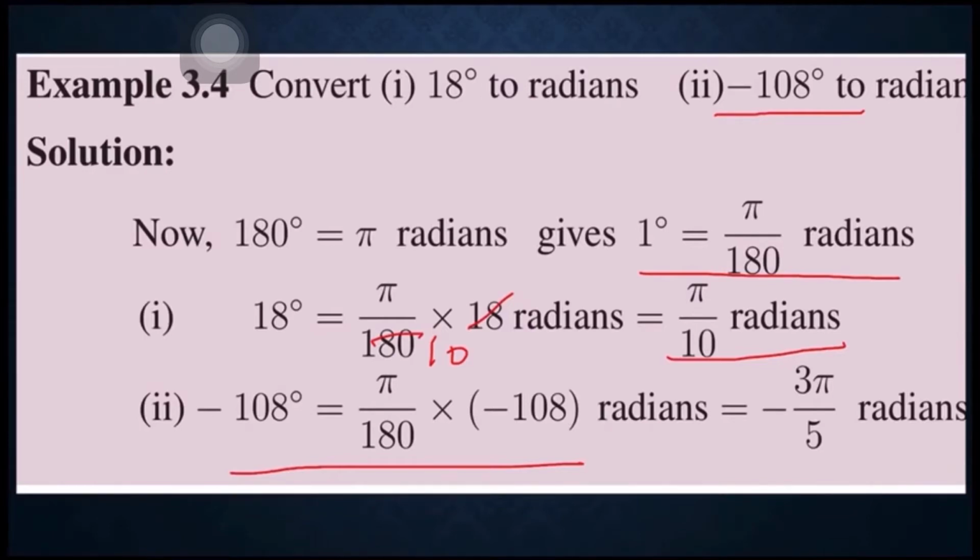So, we can cancel this with the 9 table, isn't it? 2 9s are 18, 0. Here, 1 9 is 9, 2 9s are 18. Now, we can cancel this with the 4 table. So, 3 4s are 12, 5 4s are 20. So, it is minus 3 by 5 pi radians. Okay.